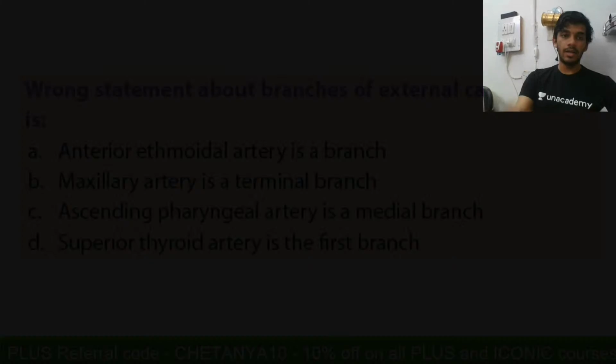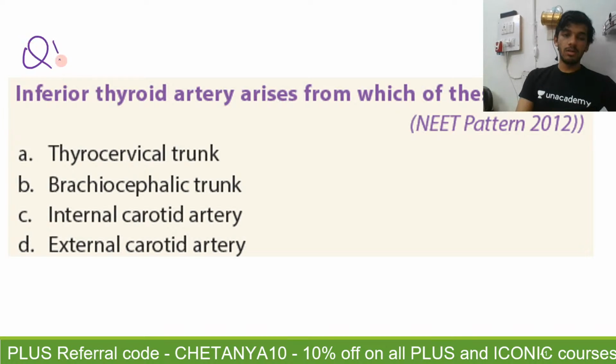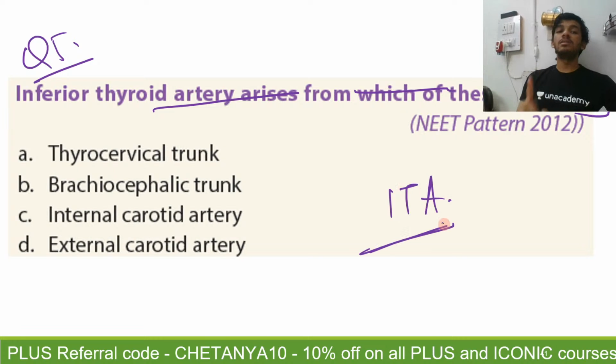Vidushi Agarwal also. Great. Question number 5: superior thyroid artery arises from which of these vessels? Superior thyroid, not internal thoracic artery. Inferior thyroid artery.